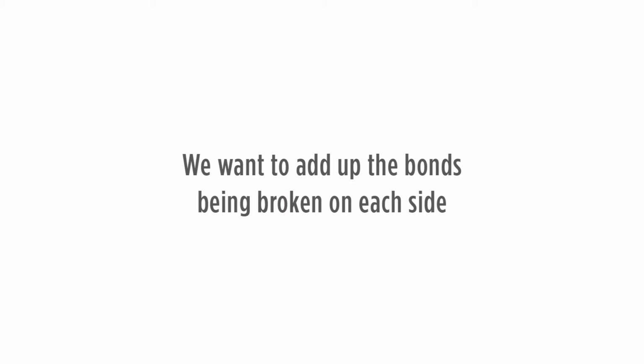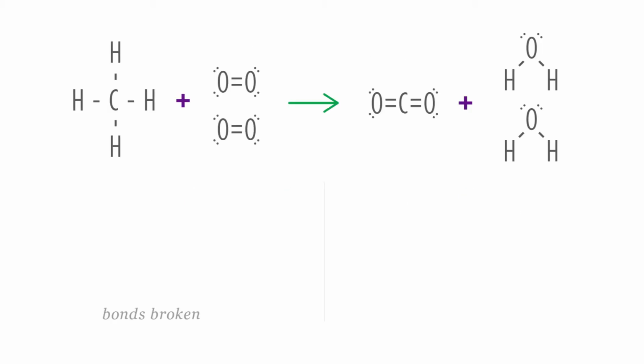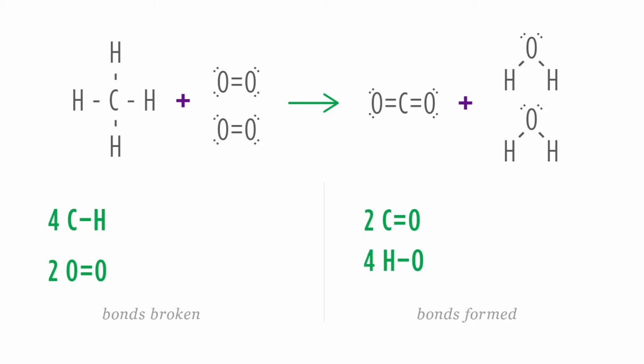Now what we want to do is add up on each side those that are being broken. So on the reactant side, we're going to have 4 C-H bonds that are going to be broken and 2 oxygen double bond oxygens. On the product side, now we're going to be forming bonds. So we have 2 C double bond O bonds being formed, and we'll have 4 H-O bonds being formed. We can now look up the values of each of these.